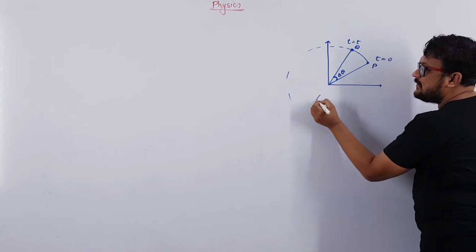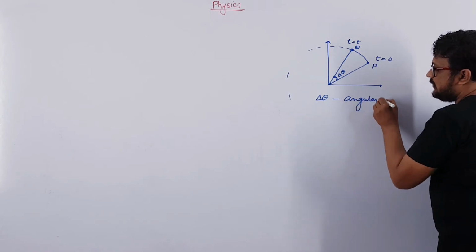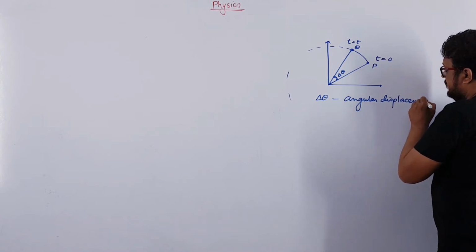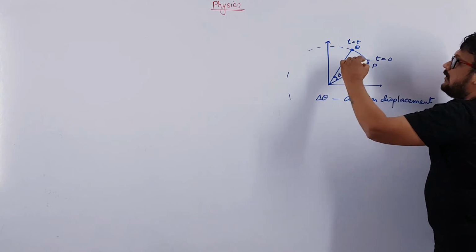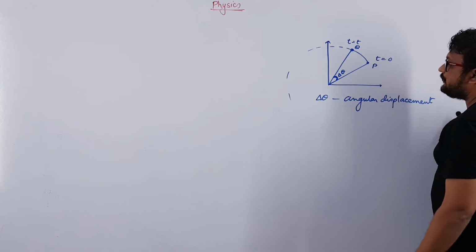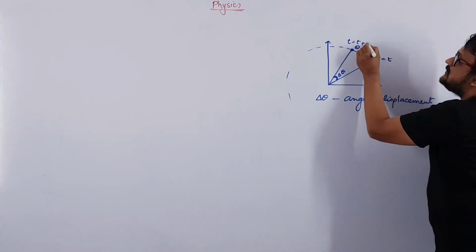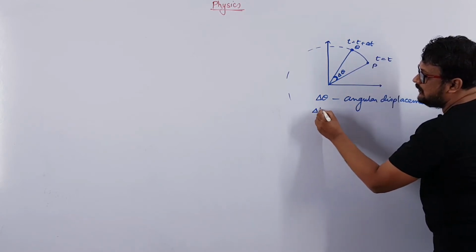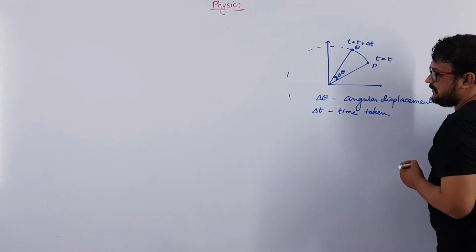So this delta theta over here is known as angular displacement. We know that P and Q give distance and displacement, and this is angular distance or angular displacement. And the time taken is, suppose if you write here t and here t plus delta t, then the time taken is delta t. Delta t is the time taken to cover this angular distance, right?